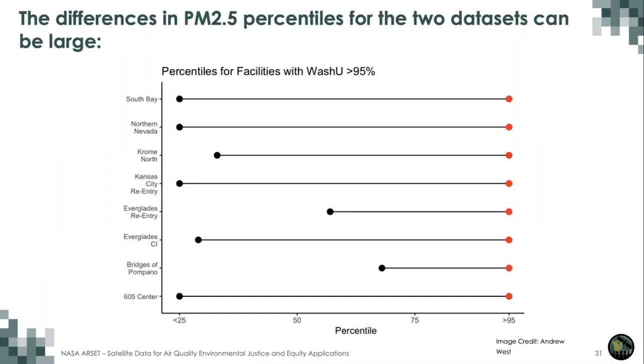We also saw that the differences in the percentiles for the PM2.5 burden between the two data sets can be quite large. On the bottom x-axis is the percentile, and the y-axis is showing some examples of facilities. You can see that the disparities between some of the percentiles can be as high as 70% in some cases. So again, you're seeing a very big difference in what the different data sets are capturing in terms of air pollution burden.